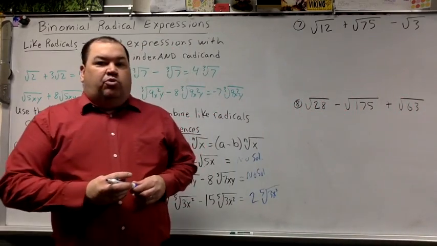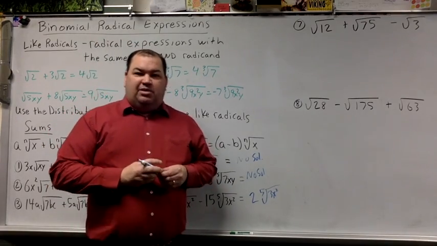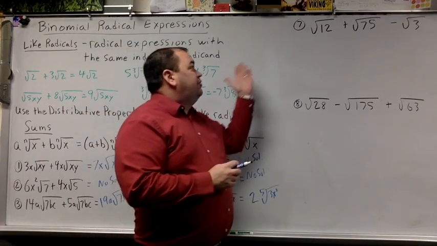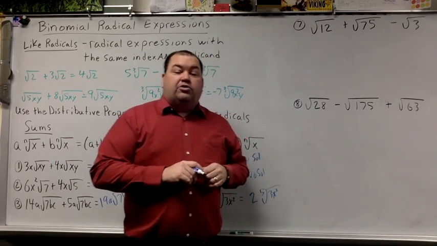Now, we're going to get into more complicated radicals that we want to simplify. And at first glance for number 7, this looks like a problem that can't be done. They are all square roots.